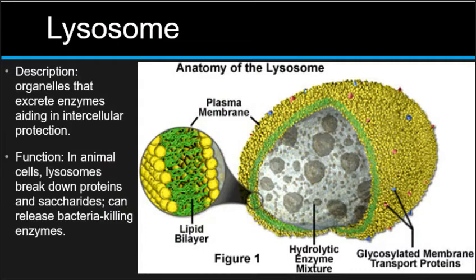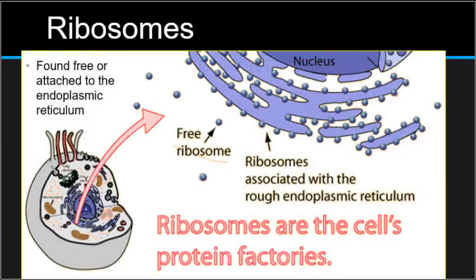Notice here the plasma membrane, you can see over here on the left, you can see the bilayer right there. So the yellow balls are going to be on the outside and the little green tails are going on the inside there. All right, the ribosomes. So ribosomes are where proteins are made. We'll have a whole module about this one. They can be found freely floating in the cell or attached to the endoplasmic reticulum.